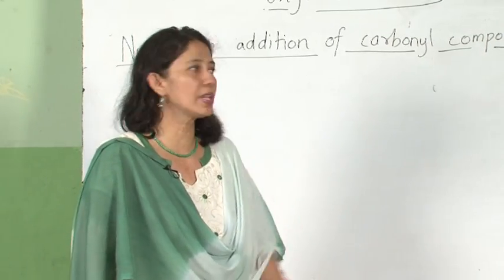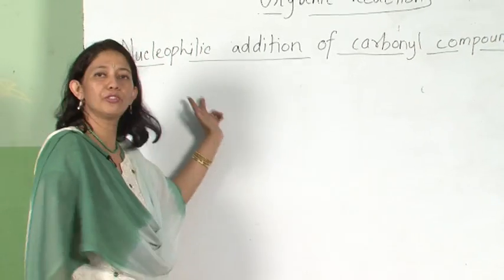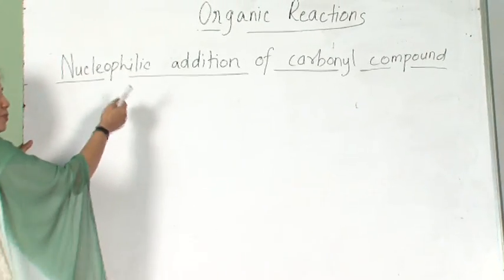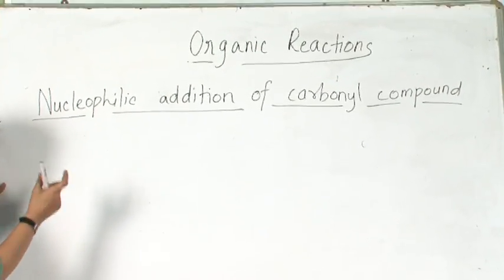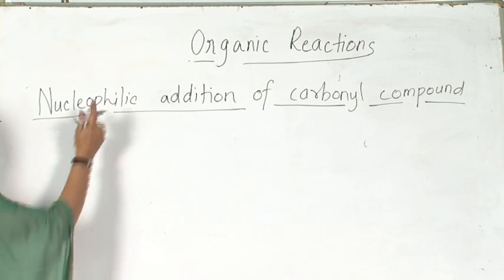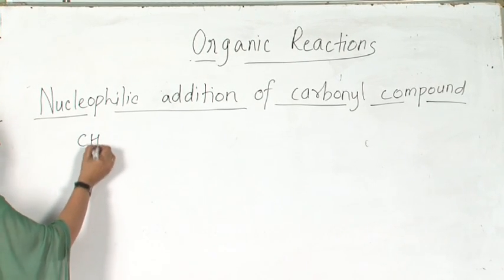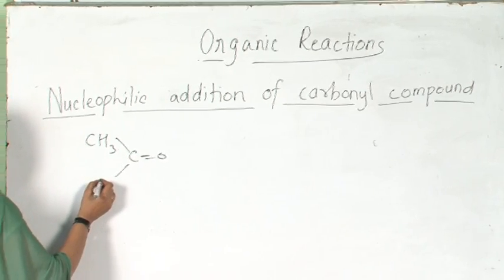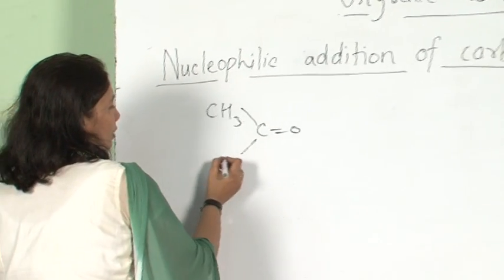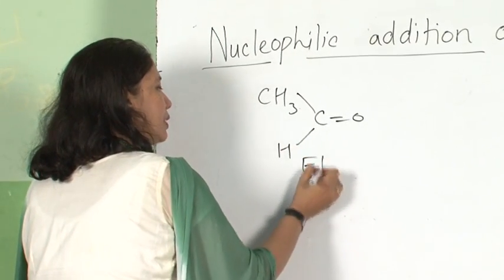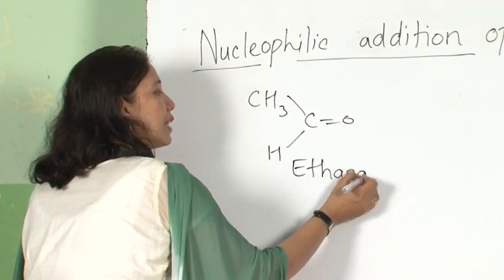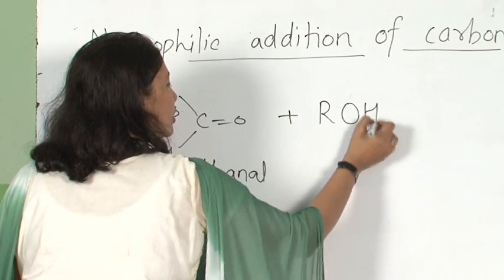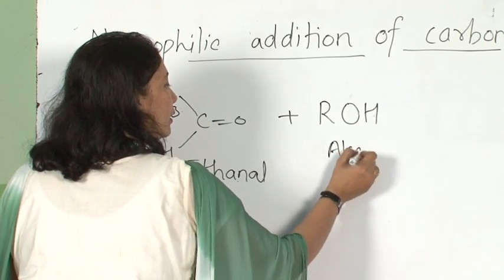I will add now one more reaction. Once again a nucleophilic addition in the carbonyl compound. Now here, apart from the nucleophilic addition, there is a bit of elimination also. If I take an aldehyde, I am taking ethanal once again. To this I am adding an alcohol. I am writing it like this, ROH in general. This is an alcohol I am adding.